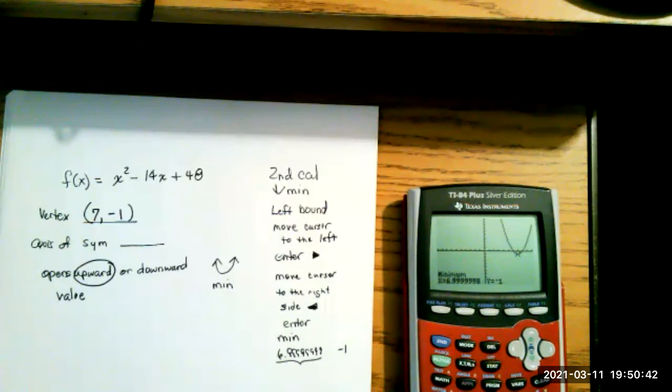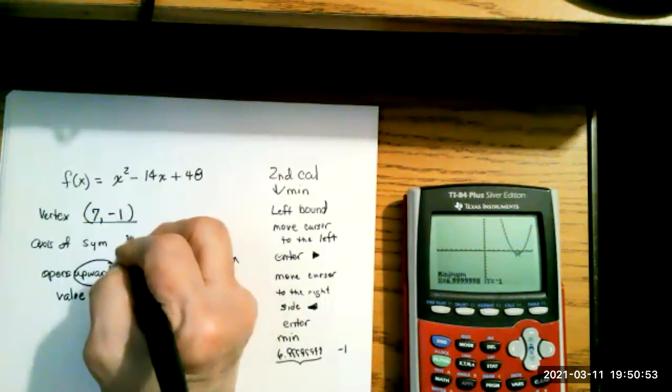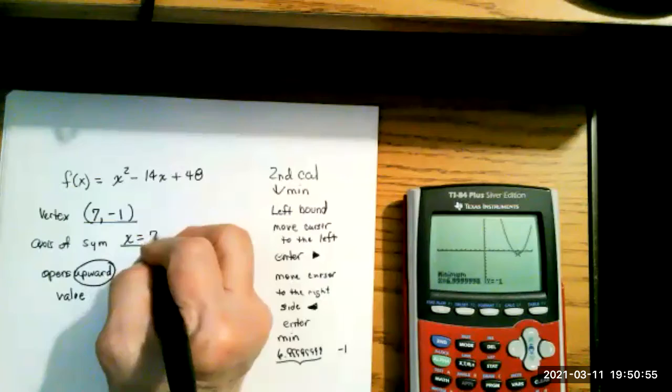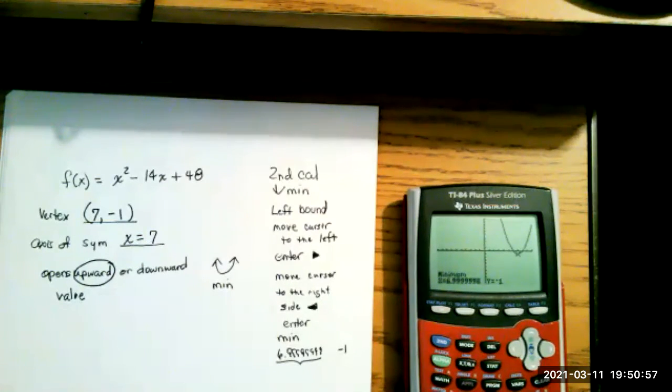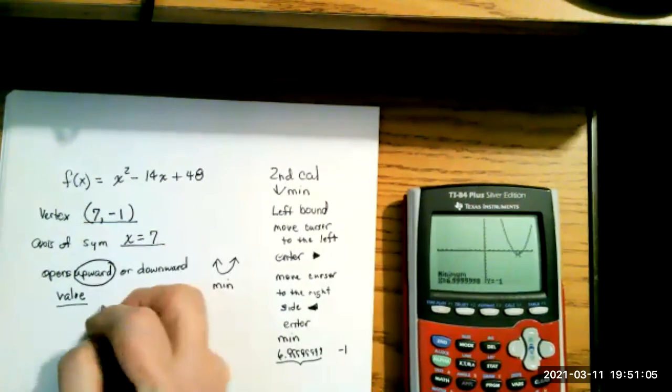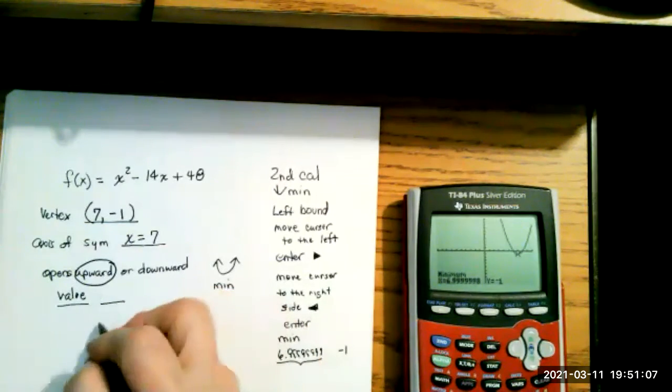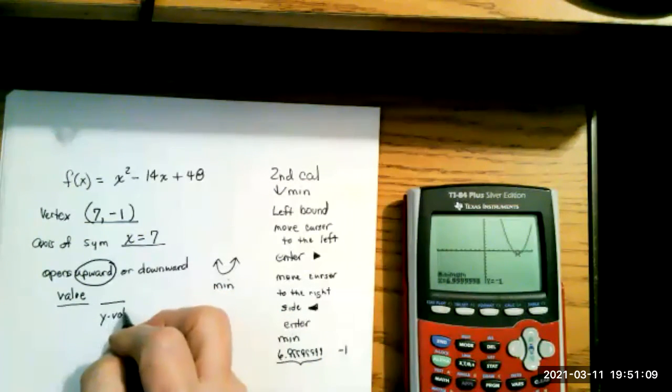Okay, now then, can you figure out what your axis of symmetry is? 7. Yep, but you have to remember to put x equals 7. If you don't put an x equals in there, it won't count it right. Now, what is this value that I want? What number do I put in for that value? -1. That's the y value.